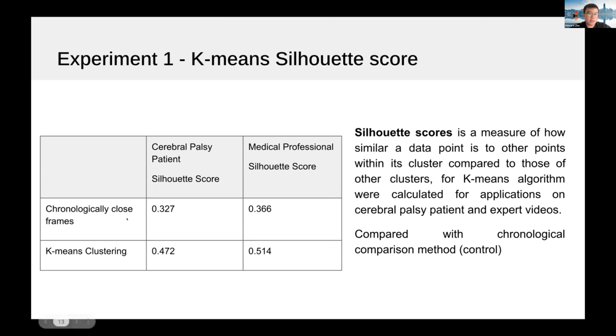So we also did the same process for a different algorithm called chronologically closed frames, which is another clustering method that was described earlier that acts like a control. And we found that the silhouette score was significantly lower, which is about in the 0.35 range. So this basically demonstrates the accuracy of the k-means clustering in this specific use case.